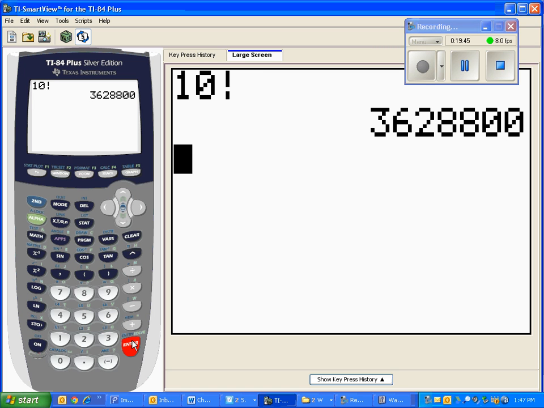That's when you take 10 times 9 times 8 times 7 times 6, which is what your calculator is doing all the way down to 1. And that's the number you get. Type in the number first and then type in factorial. You can test it out with any numbers you would like.